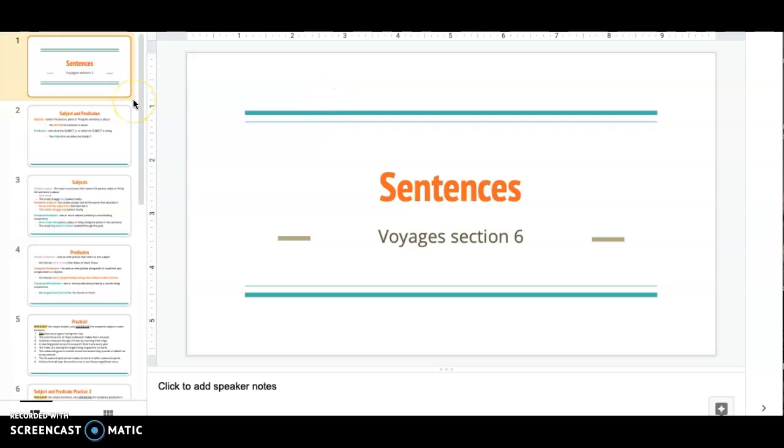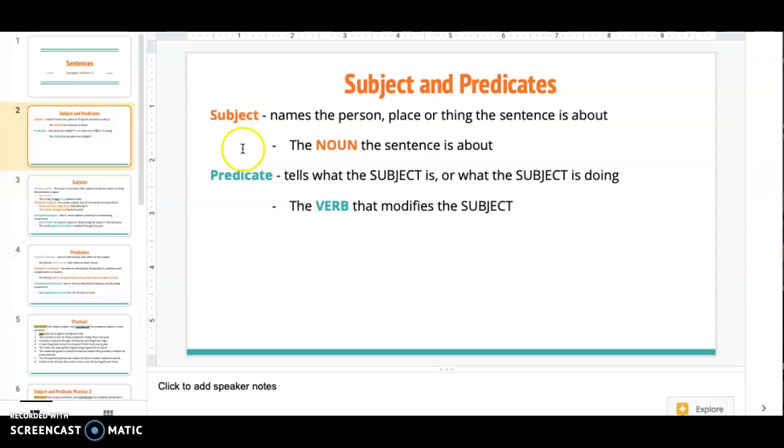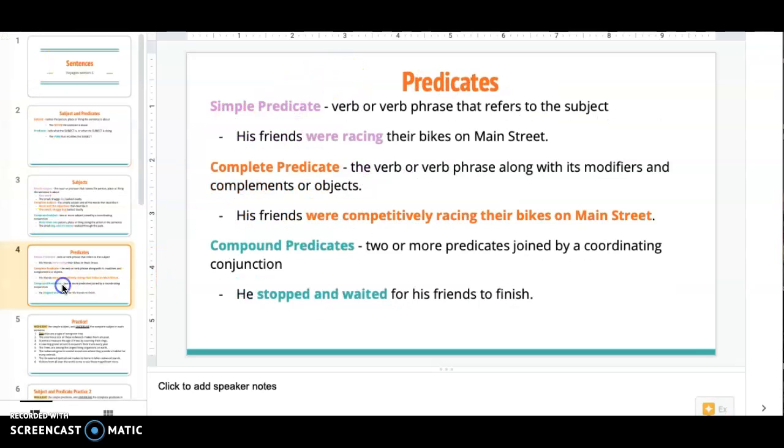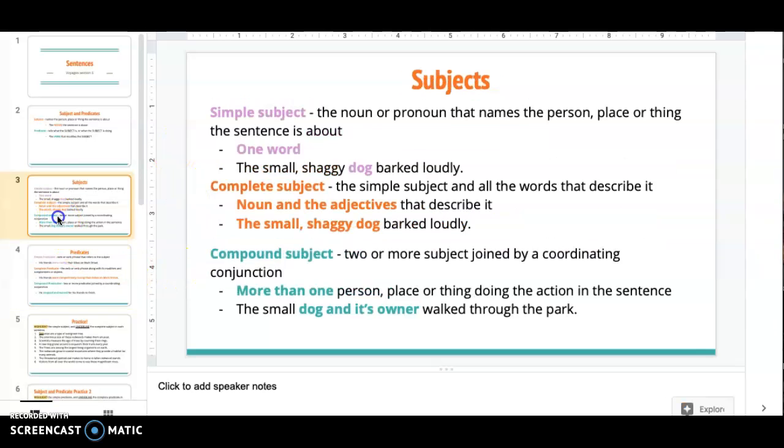All right, so here we are with our sentences, okay? So we just start off simply with our subjects and our predicates. A subject is the person, place, or thing that the sentence is about, and the predicate is the verb that modifies the subject, so the action or the state of being that the subject is doing, right? We've been doing this all year long. So we see that both subjects and predicates will have a simple, complete, and compound.